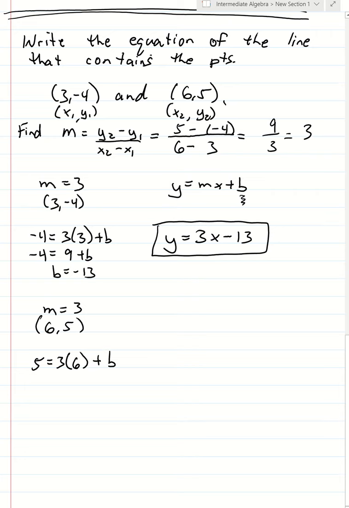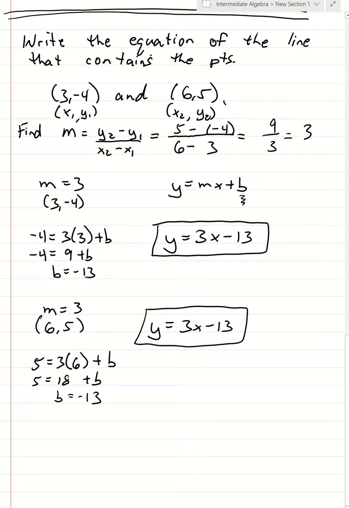When we simplify, we get 5 equals 18 plus b. Subtracting the 18 over, look at that. B is still a negative 13, okay? In which case our answer would be the same, y still equaling 3x minus 13.